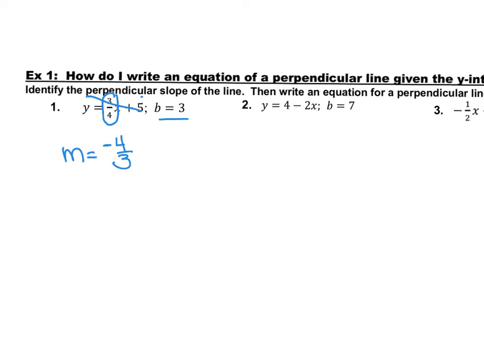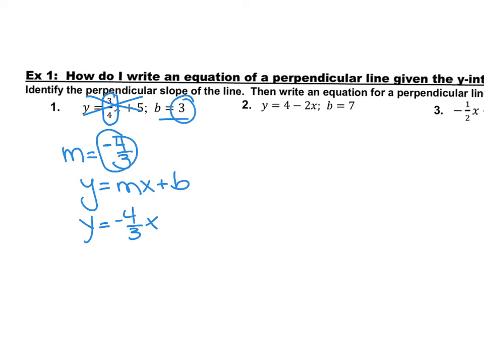So then we need two things to write an equation. Once you have this one, I find it just easier to get rid of your original equation. So now you're noticing that you have a slope and you have a y-intercept. And remember, that's what we need. We just need the slope and we need the y-intercept in order to write an equation. So y is equal to -4/3 x, and our y-intercept is going to be 3.